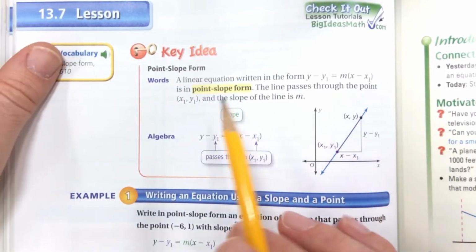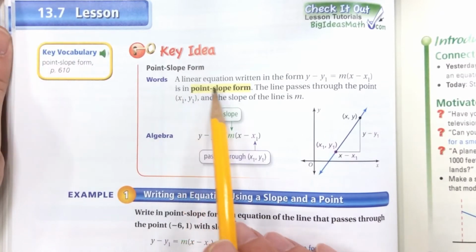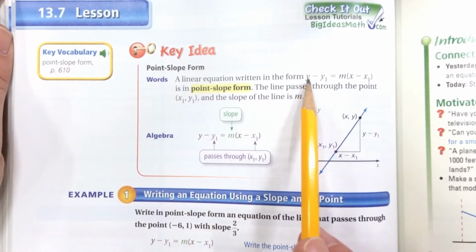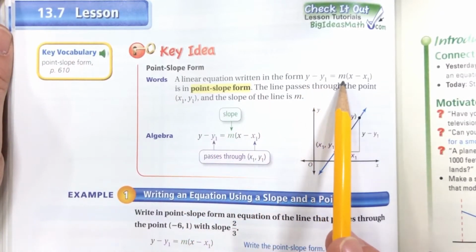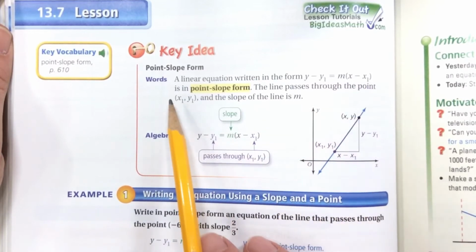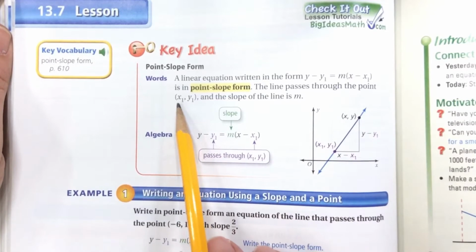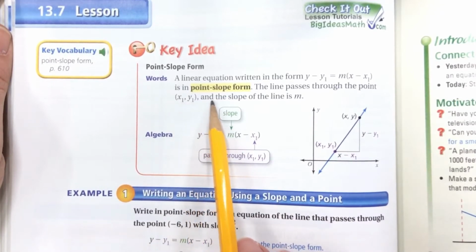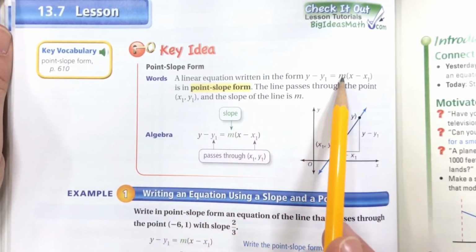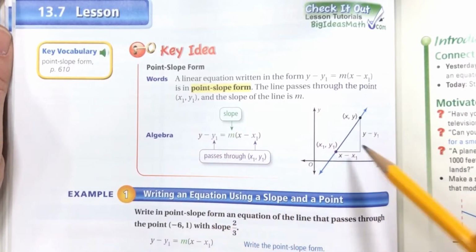It's called point-slope form. A linear equation written in the form y minus y1 equals m times x minus x1 is in point-slope form. The line that passes through the point x1 and y1, and it has the slope of m. Okay, so let's see what they mean by this.